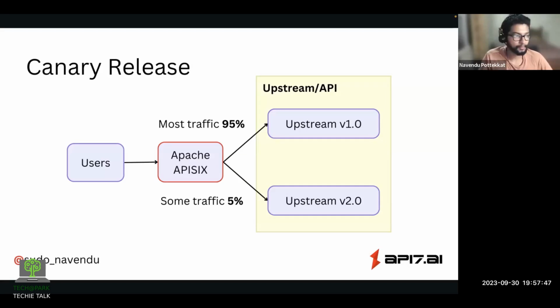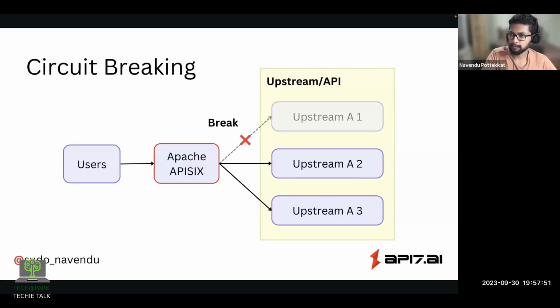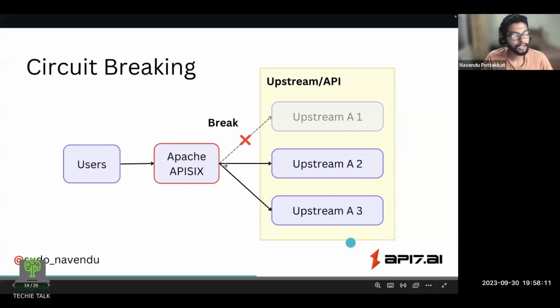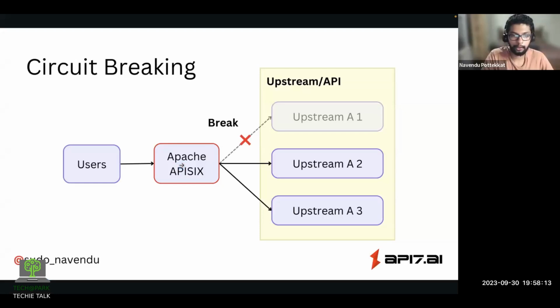The interesting thing that is similar to all of these is circuit breaking, which might not be a trivial use case of an API gateway. Let's say you have multiple versions of an upstream of an API, and APISIX is load balancing traffic between all three versions of the upstream. So they do the same thing, but you have multiple instances of it for scale.